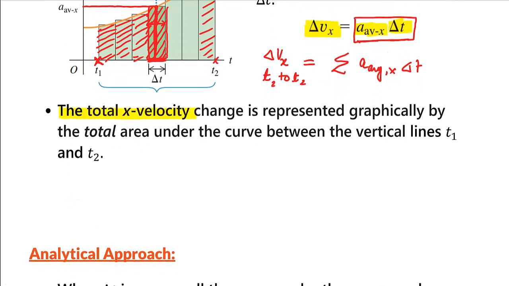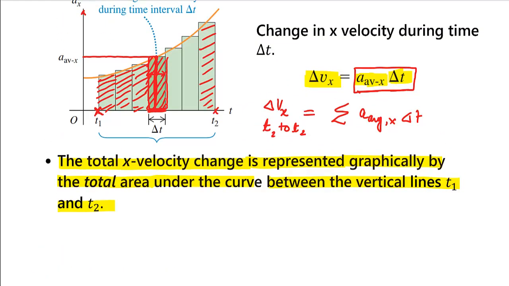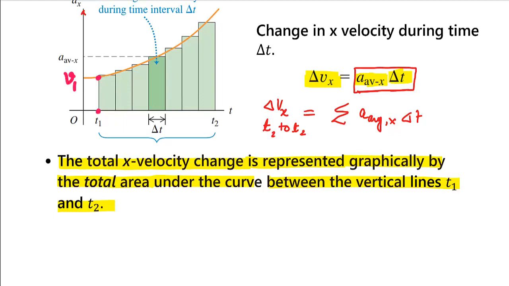So the total x velocity change is represented graphically by the total area under the curve between vertical lines t1 and t2. So if I want to calculate the change, we have to calculate the area. So what is the change between t1 and t2? Let's say at point t1 velocity is v1 and at time t2 velocity is v2. So this is v1 and this is v2.